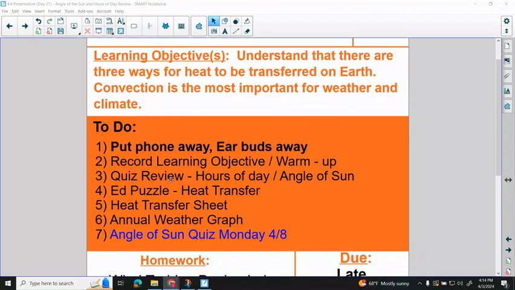The quiz review, I will go through a review for you here in a minute. Then when I'm done, you should get the Ed puzzle done. It's on heat transfer. Then there's a heat transfer practice sheet. Not all of it is what you're going to do. I'll go through and explain how you do the sections, but there are a few questions that you're just not going to be able to do right now, and we'll do them when I get back. And then this annual weather graph is just interpreting a graph and answering questions from that.